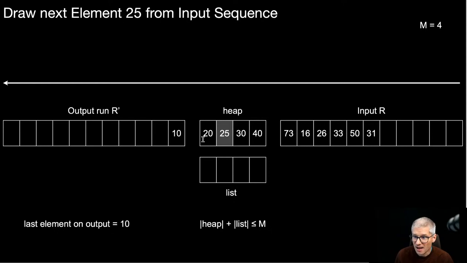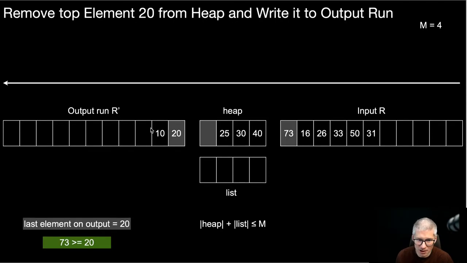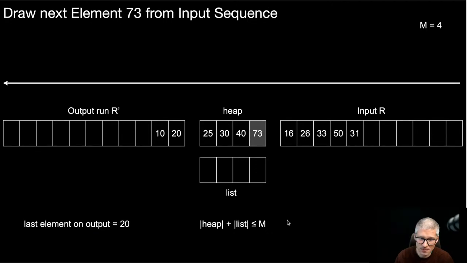Next, I again proceed by removing the top element from the heap, which is 20. I write it to the output run. Now I have an output run of 10, 20. I'm about to draw 73. My last element written to the output is 20. So now I have to compare 73. Is it greater or equal 20? Yes, that's true, so everything is fine. I draw 73, put it into the heap, maintain the heap property, and I'm done for the moment.